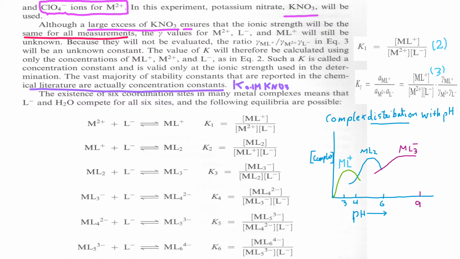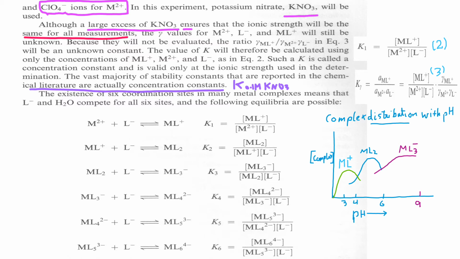Now, because we have a bidentate ligand, the six sites will be occupied by three ligands. Each ligand will provide two sites, oxygen and nitrogen. So we stop at ML3 and we evaluate K1, K2, K3 in this experiment.